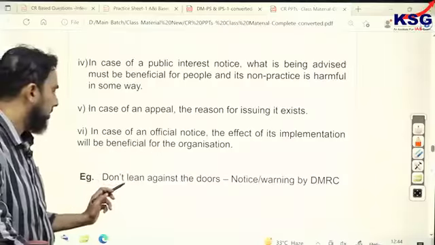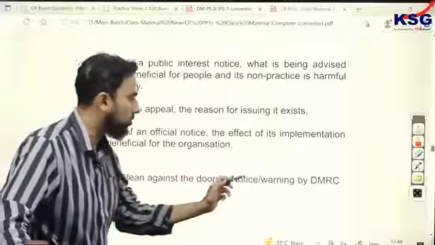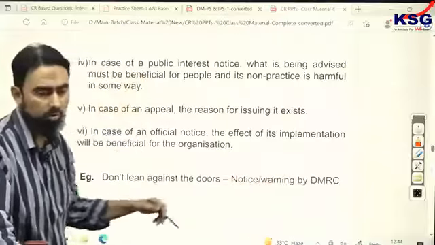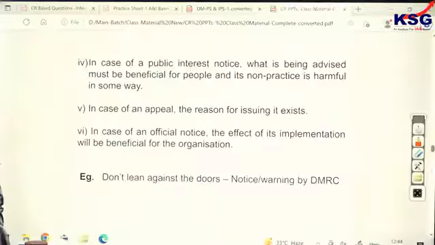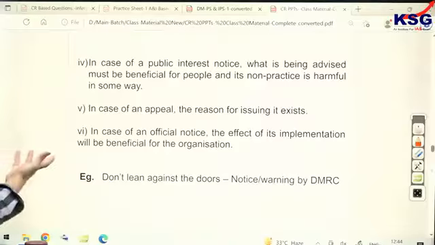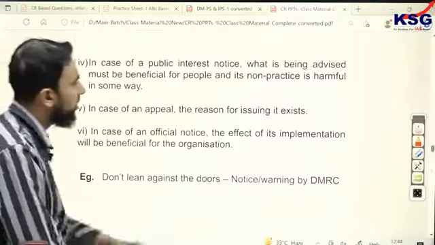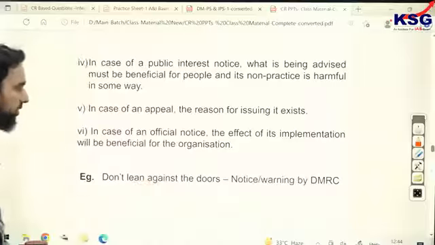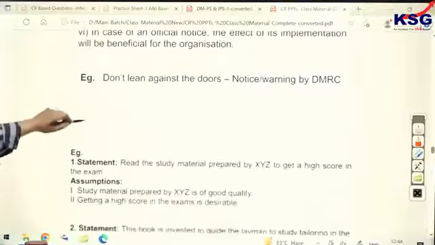Look at this notice, this warning: don't lean against the doors. Notice warning by Delhi Metro Rail Corporation. They have written it, don't lean against the doors. It means leaning against the doors will be harmful. One assumption is that leaning against the door is harmful. The other assumption is that this notice, this warning will have somewhat impact or effect on the commuters. Otherwise, why would it have been written? It also means that DMRC is responsible to give the notice. It is expected of them. So various assumptions you can deduce from this.